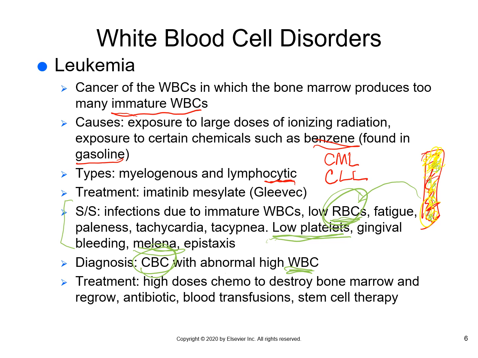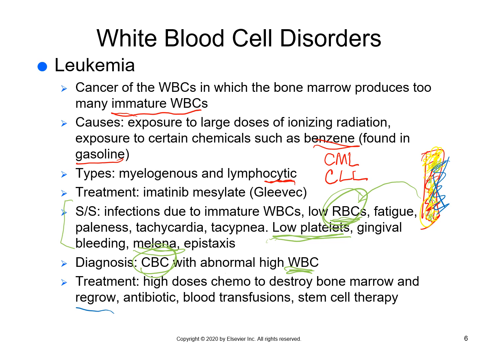And then we will have treatment, which is high doses of chemo, because what they're doing is they want to destroy the bone marrow, okay? And what they want is for that destroyed bone marrow to regrow, and hopefully when it regrows, it's not producing too many immature white blood cells.